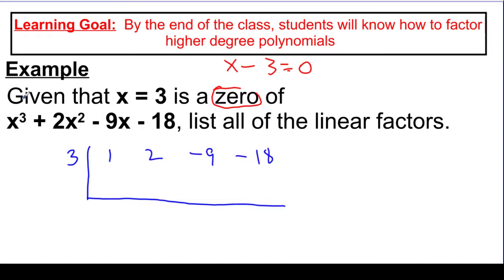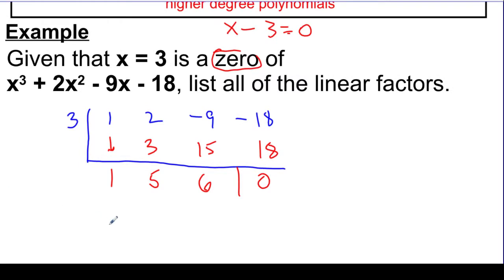I'm going to do a quick check: 3, 2, 1, nothing missing. And so that's good. I don't have to put any zeros into my synthetic division. So we're going to just go through and do synthetic division. I bring down the 1, multiply by 3 to get 3, add down the column, and I get a 5. 3 times 5 is 15. Add down the column, and I get a 6. 3 times 6 is 18, and I get a remainder of 0. So if I write the answer to this division problem, it is x squared plus 5x plus 6 with a remainder of 0.